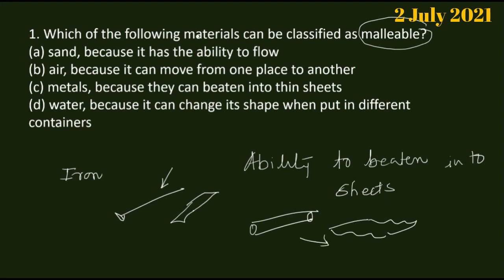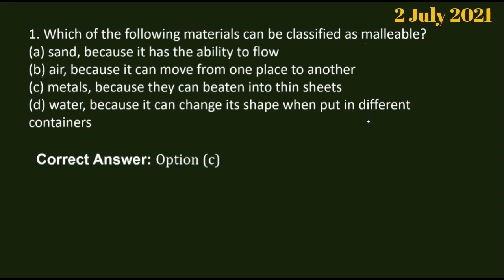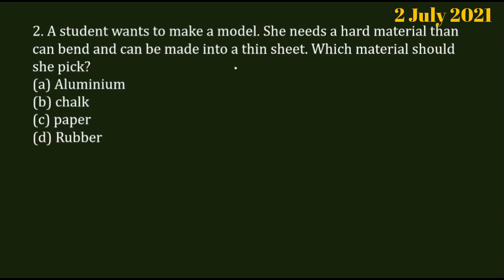So which of the following materials can be classified as malleable? Sand. No, because sand is a powder, it is not a metal. Air. No. Okay, these are the two wrong options. Metals, because they can be beaten into thin sheets. So this is the right answer. Quickly we'll go for the right answer. Option is C.